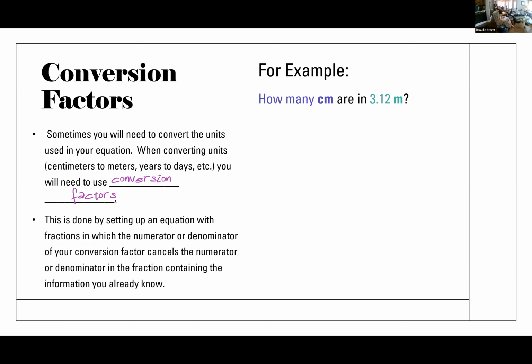What would you say, Jordan? How many centimeters are in 3.12 meters? Yusuf, you want to take a stab at it? Well, 312. Okay. And what did you do?